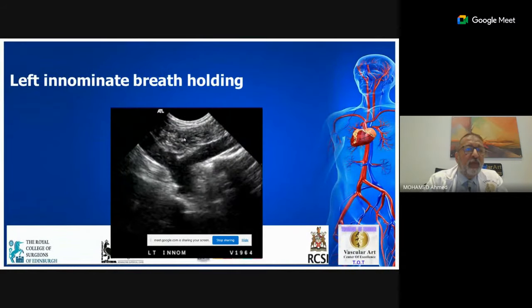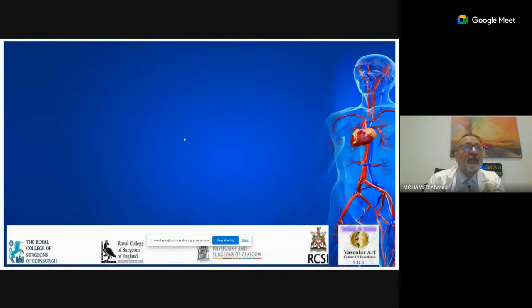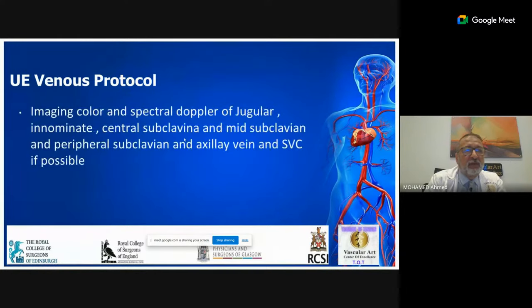Now, breath holding. Sometimes you tell the patient, hold your breath. Or sometimes you do Valsalva maneuver, which makes the vein dilated and filled up so you can pick up color. So sometimes you need to ask the patient to hold their breath. And whenever I tell the patient, hold your breath, I hold my breath myself. So don't take a long time before telling them, okay, you can breathe again. In order to remember, tell them, hold your breath, and you hold your breath as well. This is the way you can know not to go beyond 30 seconds or so.